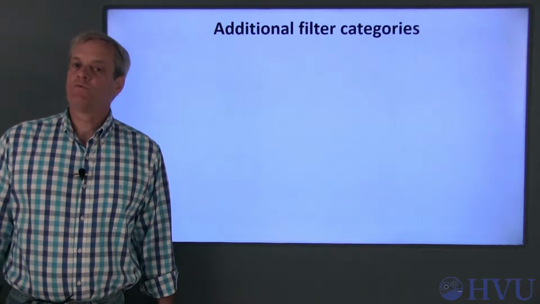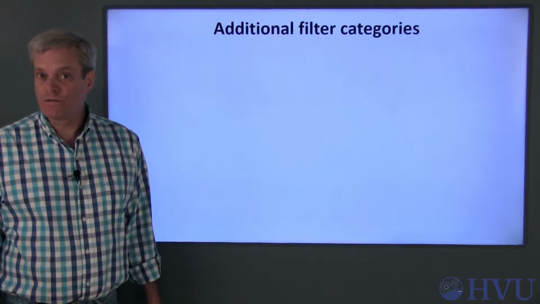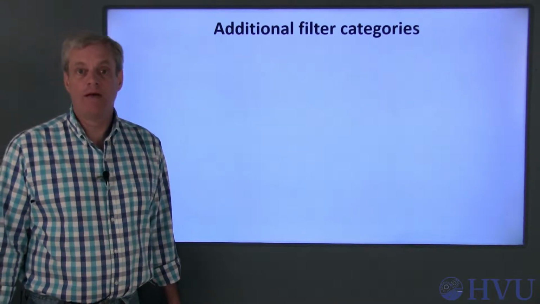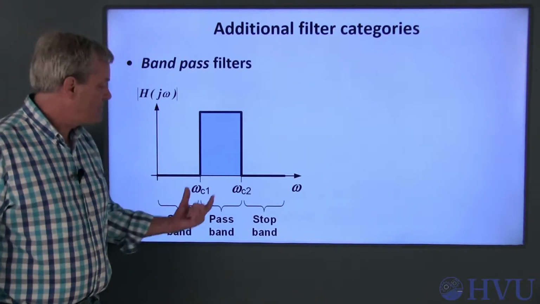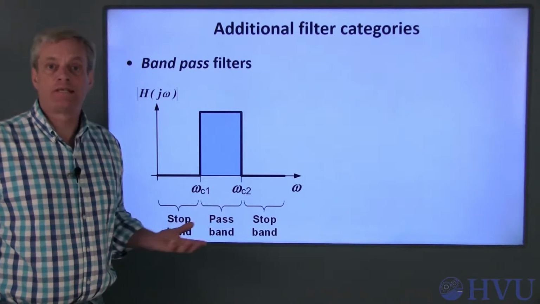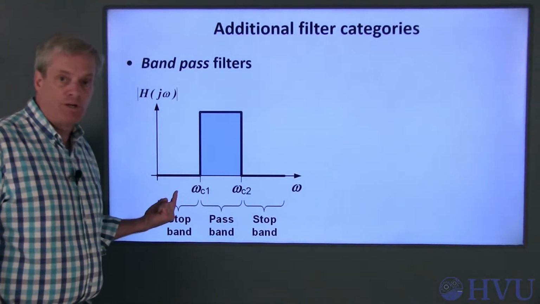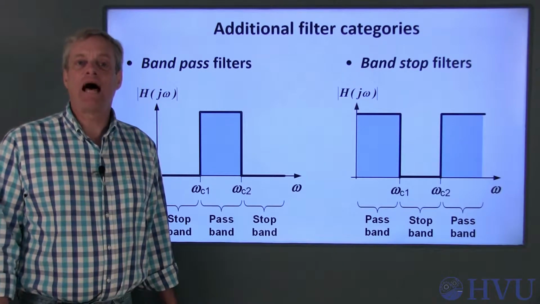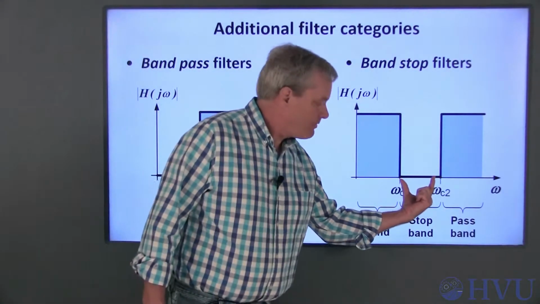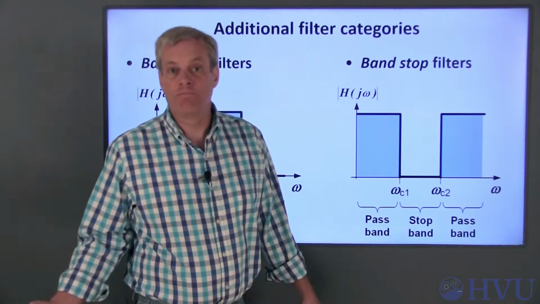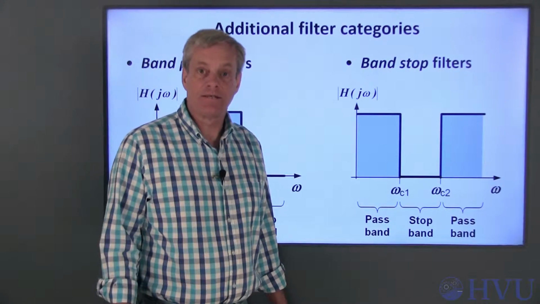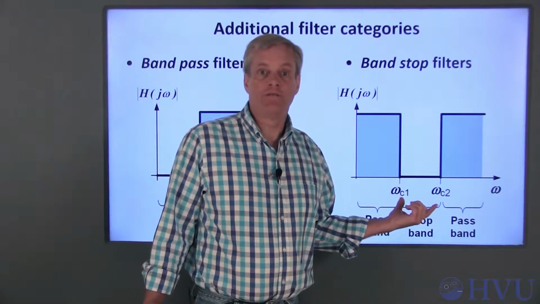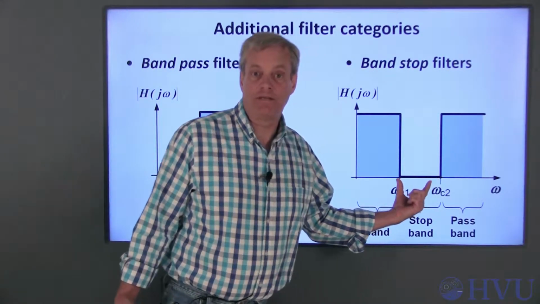We'll only be concerned with low and high-pass filters in this course, but there are a couple of other common filter types I want to mention in passing. Band-pass filters pass an intermediate range of frequencies and stop frequencies both above and below this frequency range. The reverse situation is called a band-stop filter. An intermediate range of frequencies is stopped while frequencies both above and below this range are passed. This type of filter is also called a notch filter, since the magnitude response looks like it has a notch taken out of it.